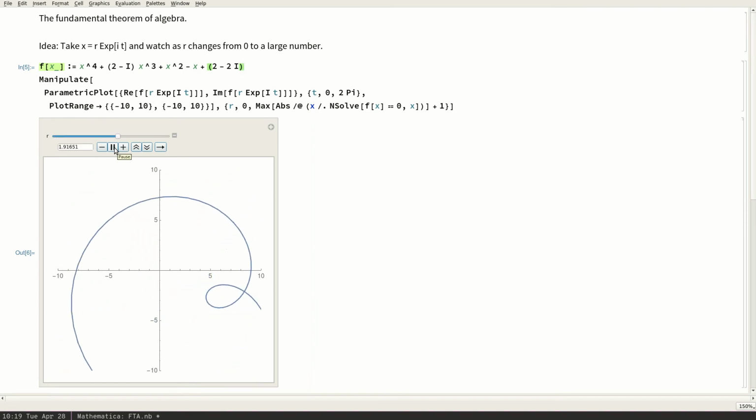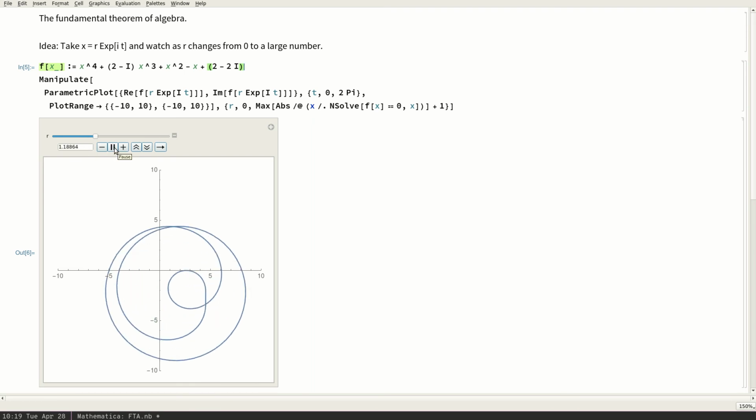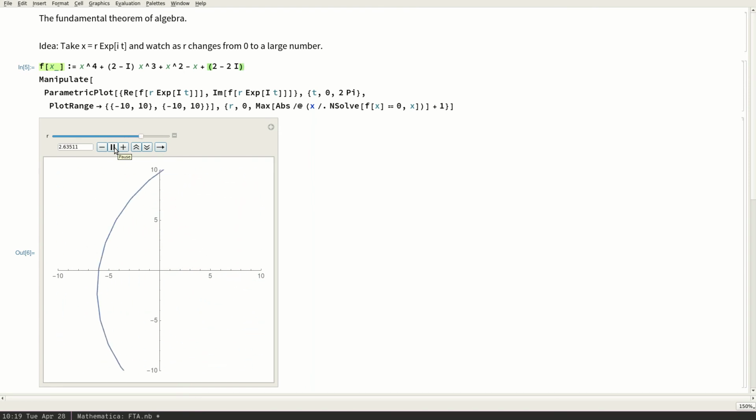Oh my gosh, that one's pretty cool. But there, a little bit before, I did hit the origin. I'm going to hit the origin a few times here. Let's count how many times I hit the origin. 1, 2, 3, 4. I hit the origin 4 times. That's a pretty cool looking function here.